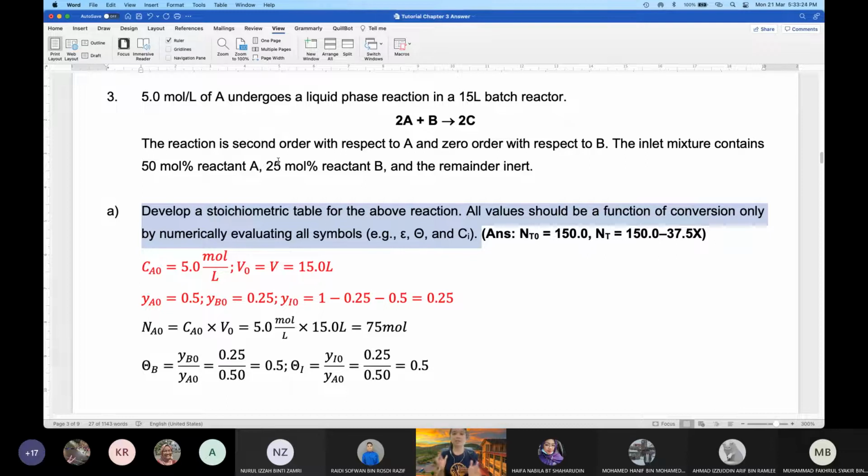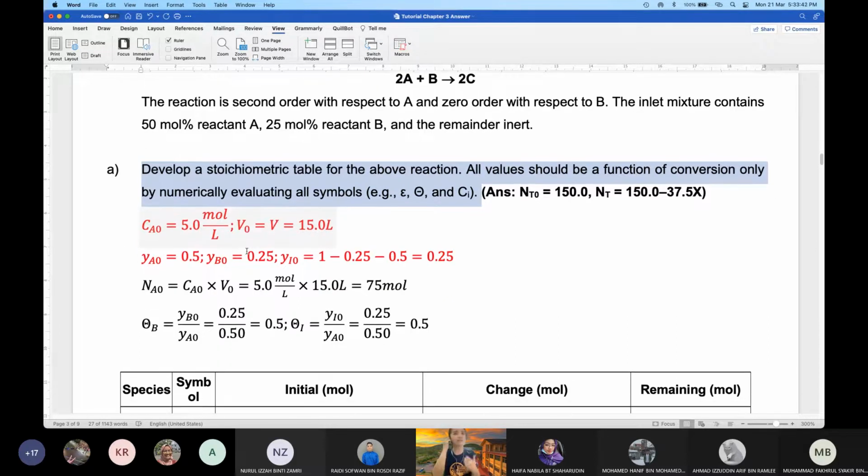So kalau kamu perasan, again in this question, there are no numbers that have the unit mole ataupun dimension mole. Kamu perasan tak ada kan? Yang ada adalah hanya concentration, mole per liter, and volume, liter. Okay, so tu, however, kamu kena ingatlah, there is a correlation antara Na0, Ca0 dan V0, where we know that Na0, the initial moles of A will be equals to initial concentration of A multiply with the initial volume.